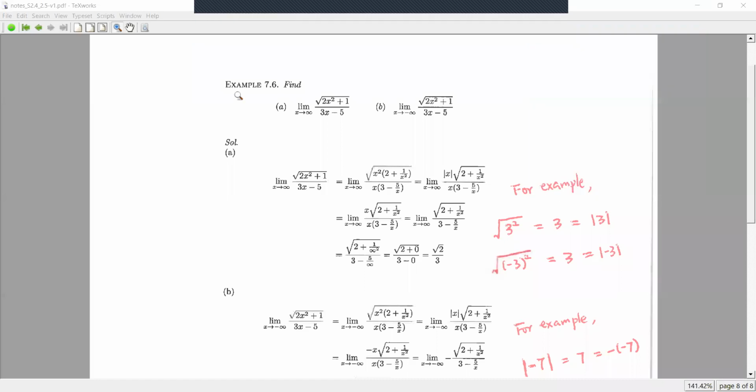Example number 6. Find these two limits. The limit in part A is a limit at positive infinity. The limit in part B is a limit at negative infinity. The functions in these two limits are equal. They are the same function. Now, in this example, I am going to find the limits only by analytical method.